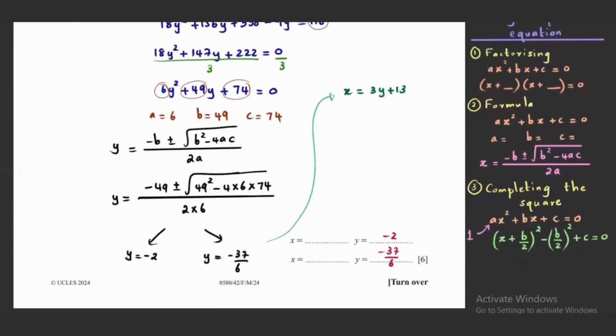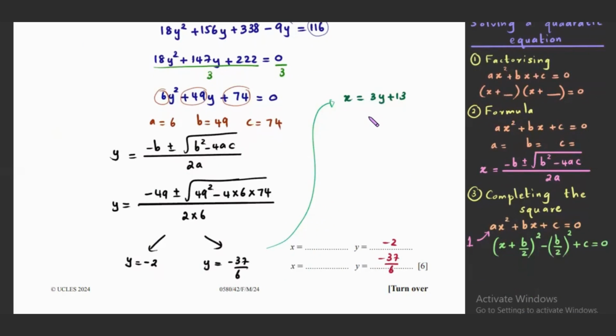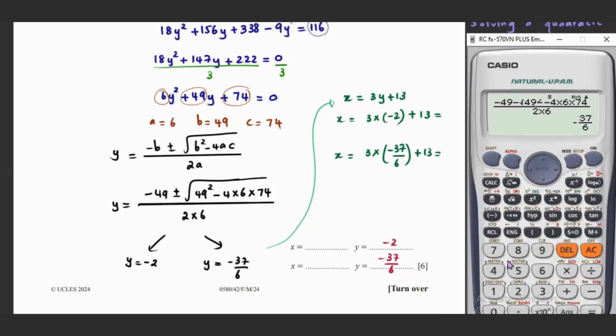I'm going to substitute the values of y and see what I get. So I need to do 3 times the value of y, which is negative 2. When negative 2 is substituted, we're going to find what we get. In the same way, 3 times the value of y, which is minus 37 over 6, I'm going to substitute it here, plus 13. So I'm going to put these two into the calculator and see what we get as the values for x. These will give us the value of x. So that's going to be 3 times negative 2.